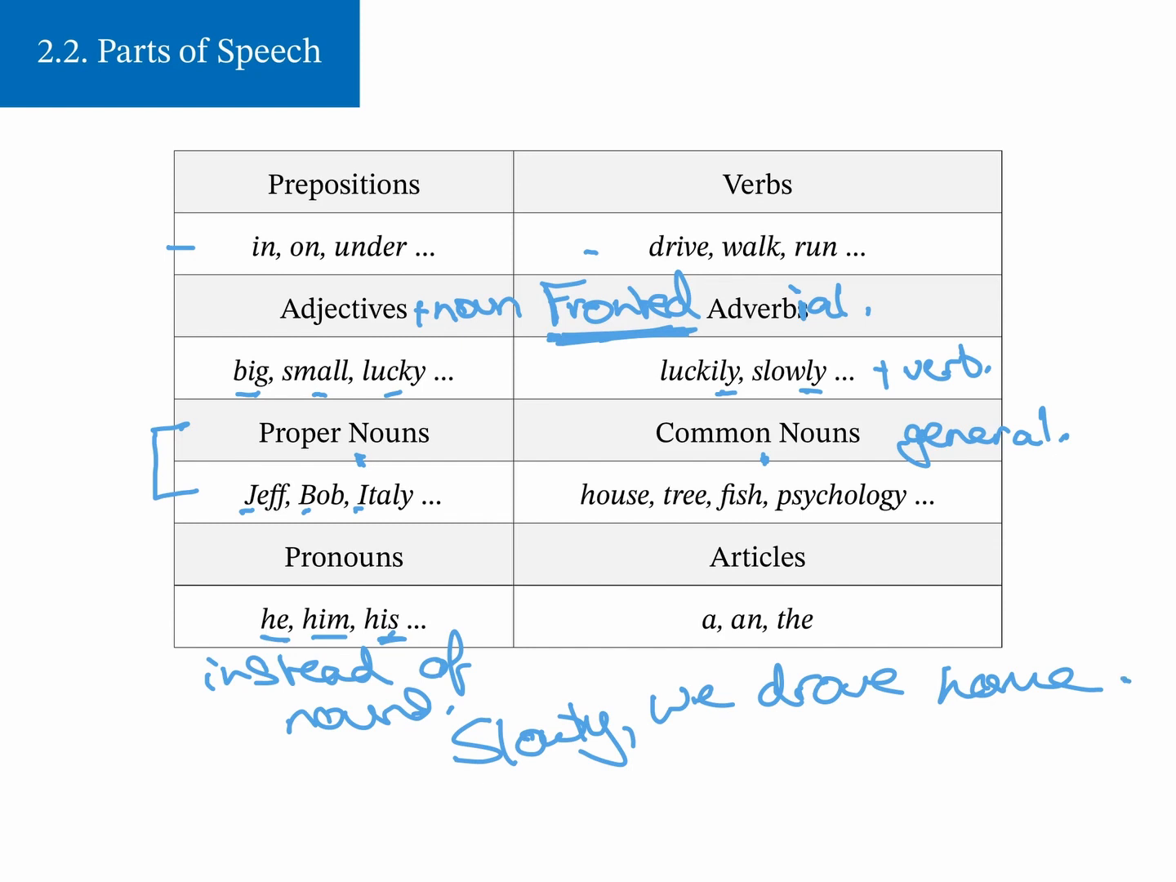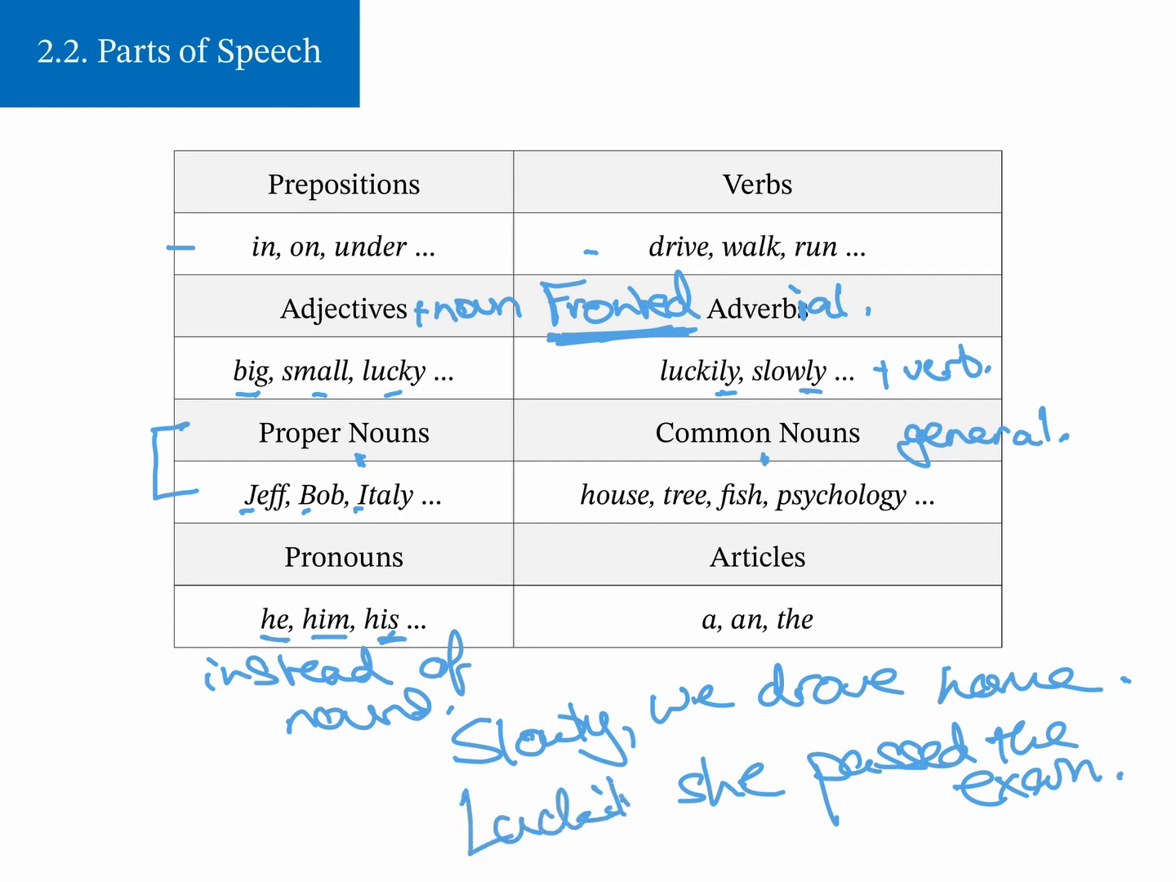Or luckily, you can say, for example, this is my subject, she passed the exam, and I want to put the adverb at the front, so I put it here. Luckily, she passed the exam. This is tested sometimes in punctuation, just skipping ahead a little bit, because you want a comma after it. And they might just ask you that. So you might have to identify what is a fronted adverbial.